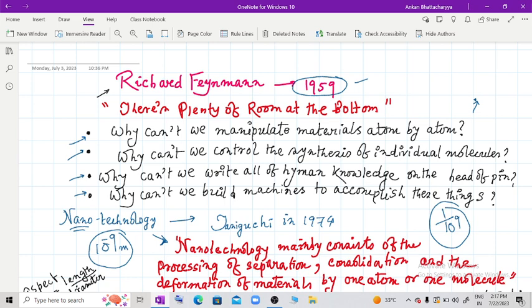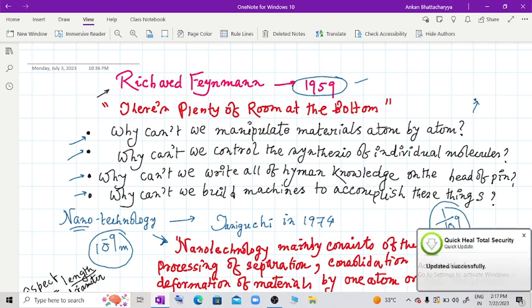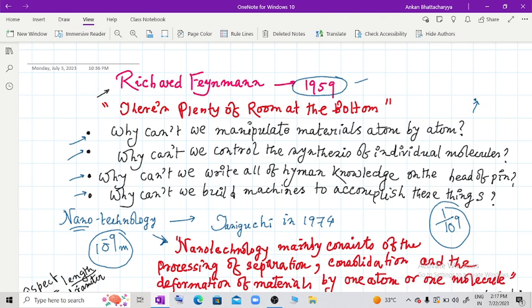To answer these questions, Norio Taniguchi, a Japanese scientist, first coined the term nanotechnology in 1974. He defined nanotechnology as mainly consisting of the processing of separation, consolidation and deformation of a system by one atom or one molecule. These are the things we discussed in our previous lecture.